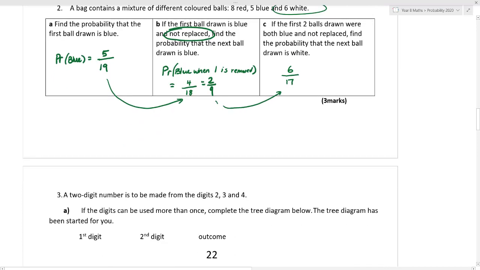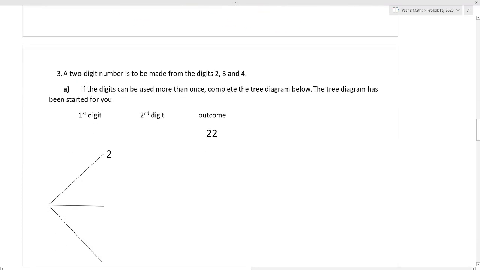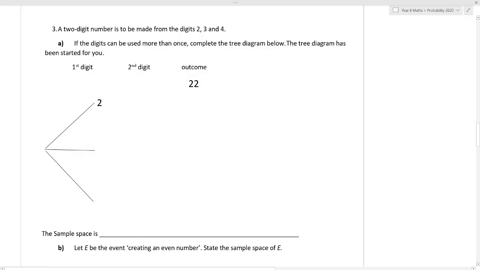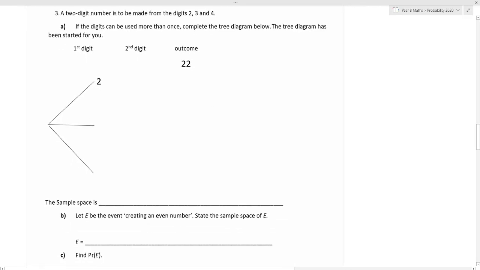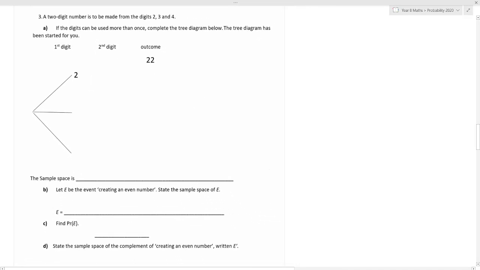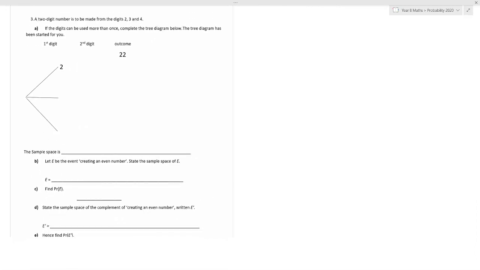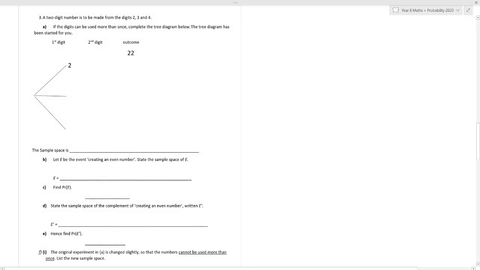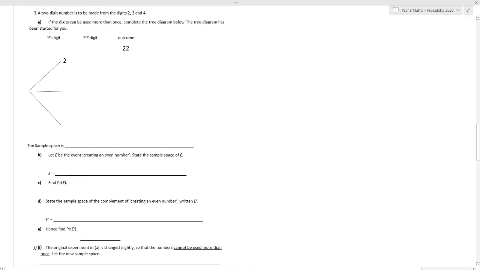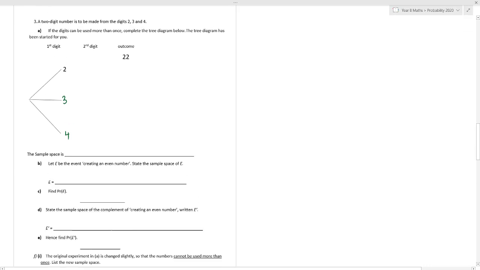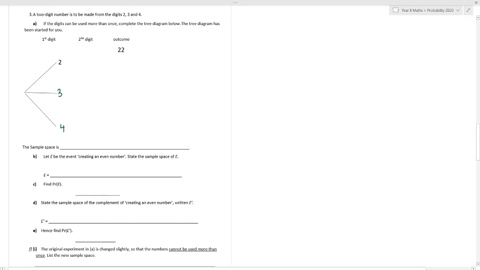Now if you're watching this, you're probably revising. You're not learning for the first time. I would like you to try this question here. We've got a little tree diagram, and we've got a 2-digit number made from the digits 2, 3, and 4. I'll start you off: 2, 3, and 4 are the options for the first digit. Fill out the rest of this tree diagram, pause it, have a go at this question, and let's see how you go. We'll reveal that in a second.